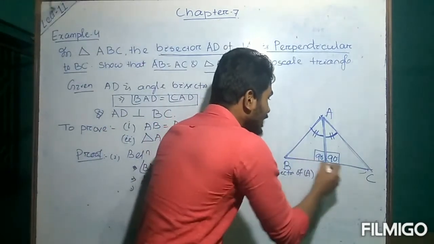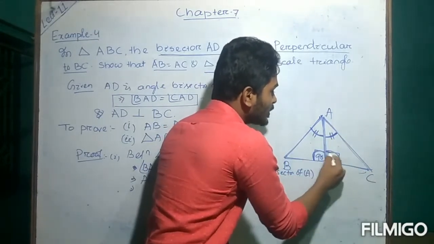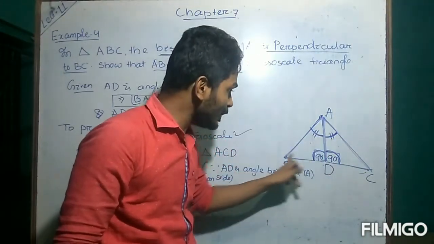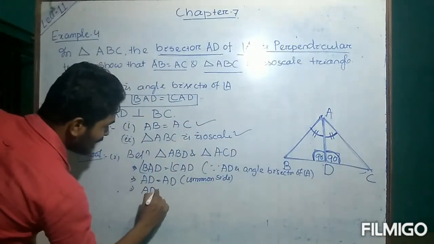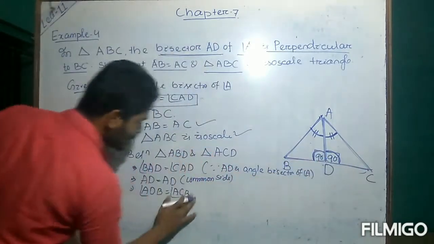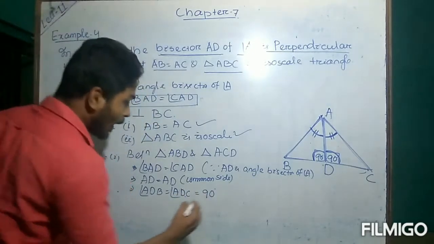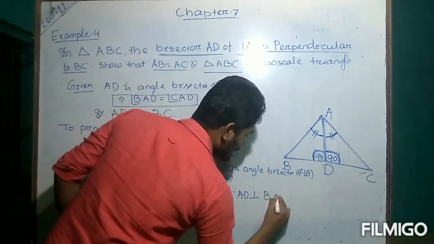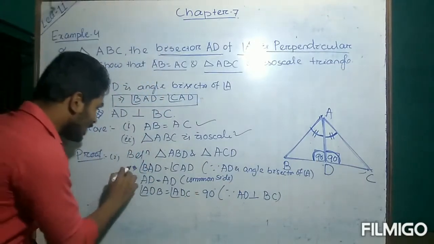Next is the third condition. In triangle ABD, this angle is 90 degrees. Similarly, in triangle ACD, this angle is also 90 degrees. So this angle is equal to this angle. It means angle ADB is equal to angle ADC, which is equal to 90 degrees. Sorry, ADC, not ACB. Why? Because AD is perpendicular to BC. Are you getting my point? So now we have found three conditions here.